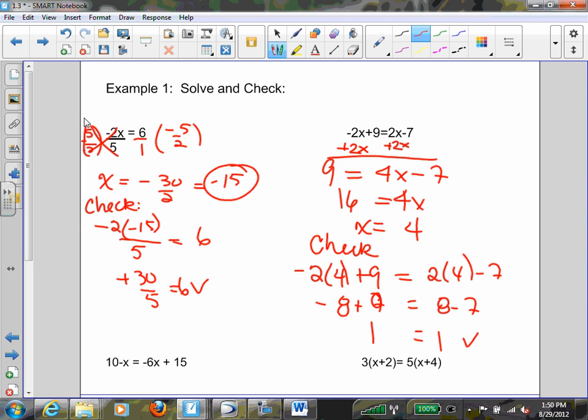Your check should work if you haven't made a mistake.